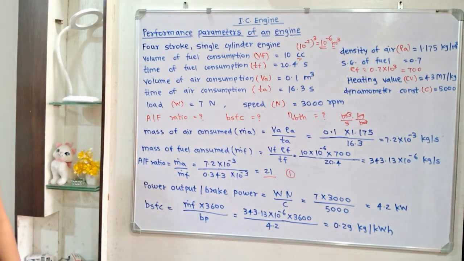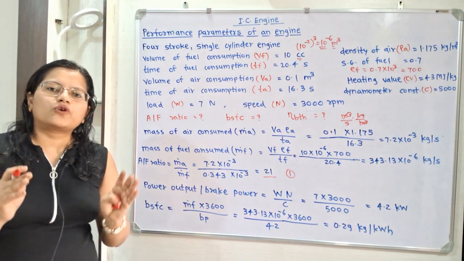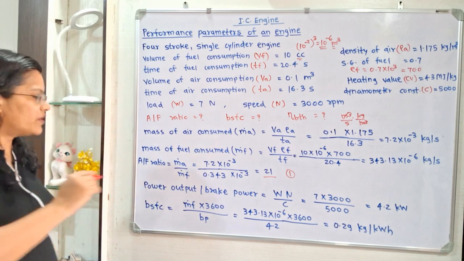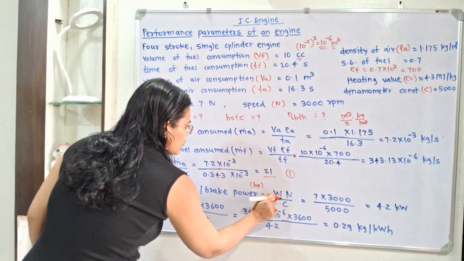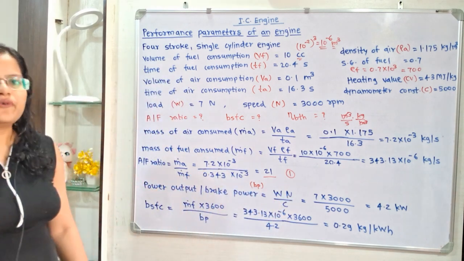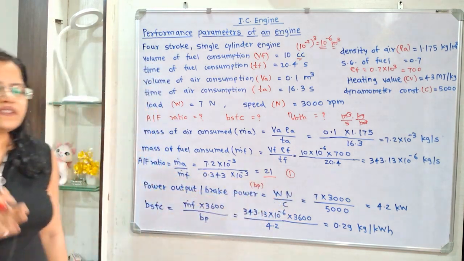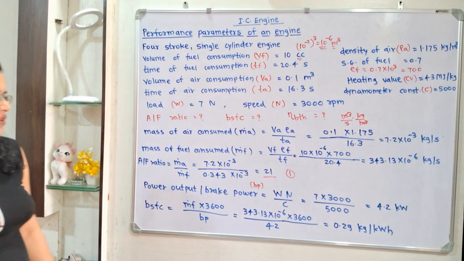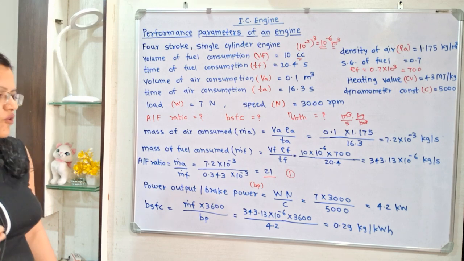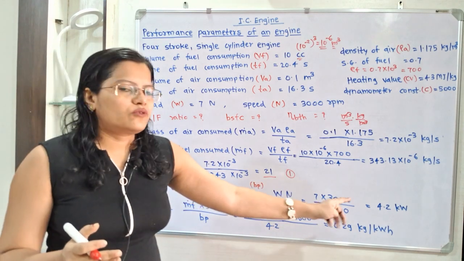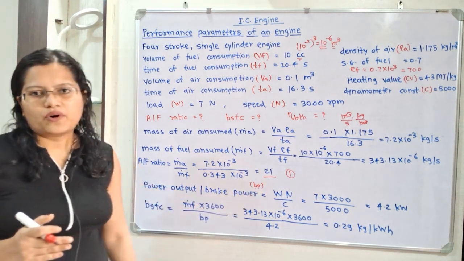Now we will move to the next. We will find out the power output, which is also known as brake power. Brake power notation is BP. So BP is equal to W N by C, where W is load in Newton, N is speed in RPM and C is dynamometer constant. When we put these values, we will get the answer in kilowatt. So it is 4.2 kilowatt. This is the power output or brake power.